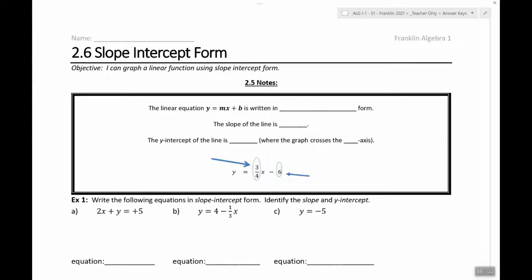So the linear equation y equals mx plus b, this is written in slope-intercept form, where m is the slope of the line and b is the y-intercept, which is where, again, the graph crosses the y-axis. So this number right here in front of the x is the slope, and the number out here is the y-intercept. So when an equation is written in this form, you can just look at the equation and pick out the slope and pick out the y-intercept, and that is all you need to know to graph the line.